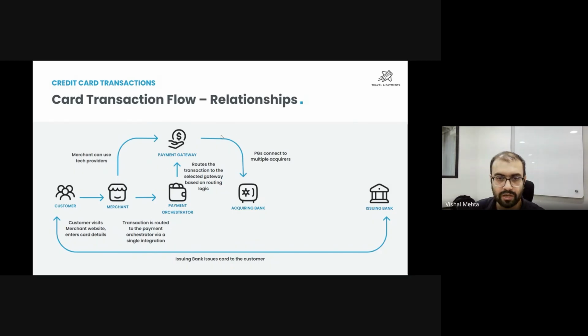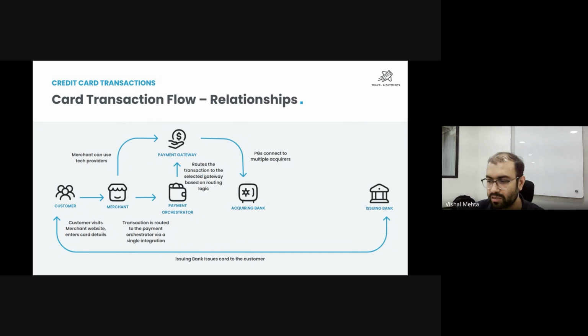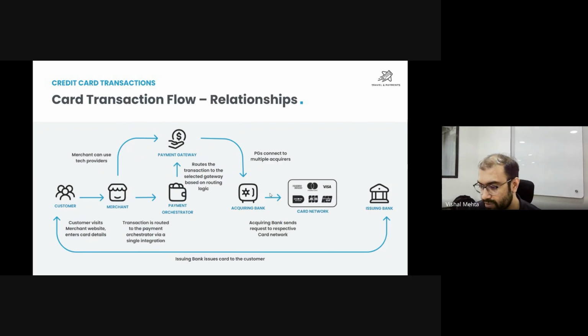So this particular flow you are seeing, there can be those 4 parties, or there can be a single party as well. It's not necessary to have all the 4 parties there. So after the payment transaction hits the acquirer, what happens then?